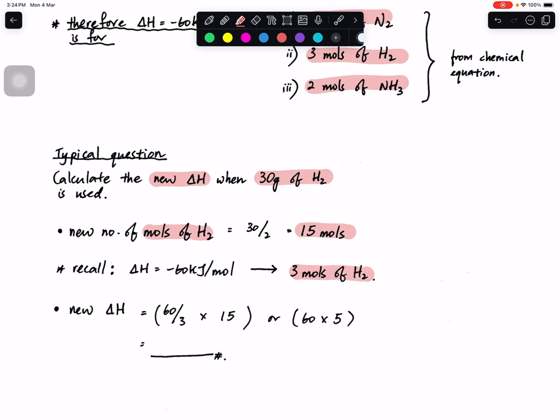Originally, you used 3 moles to give you 60 kilojoules worth of energy. So from here to here is a 5-time multiplication. So you'll multiply 60 by 5 times, and then you'll get negative 300. Okay, so that is the idea behind this part.